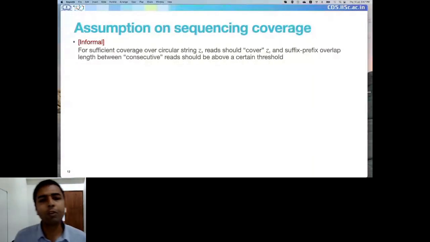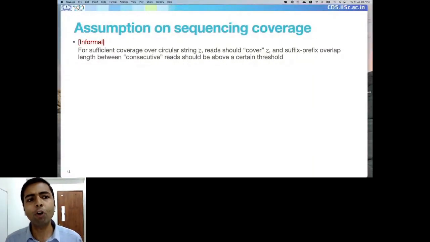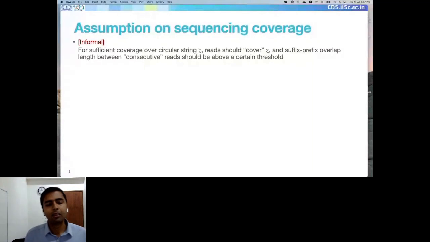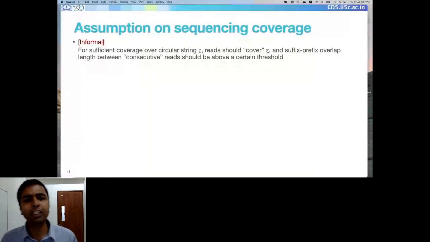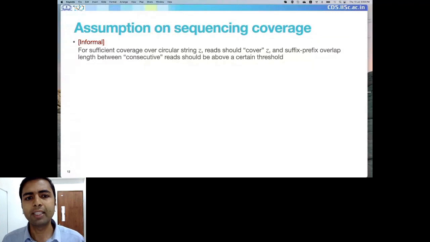Now, what assumption do we want to make on sequencing coverage? Informally, to have sufficient coverage over a circular string Z, we want to ensure that the reads cover Z, so the reads should cover the entire circular string. And the suffix-prefix overlap between consecutive reads should be above a certain threshold. So this is the minimum guarantee that we need for the sufficient sequencing coverage assumption.